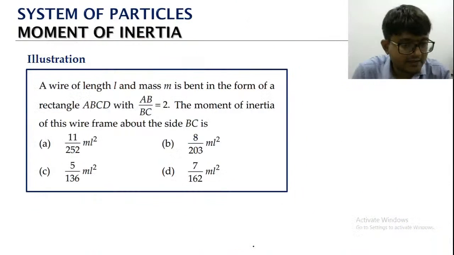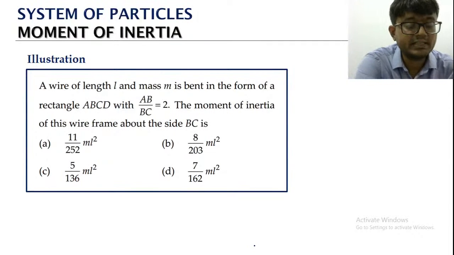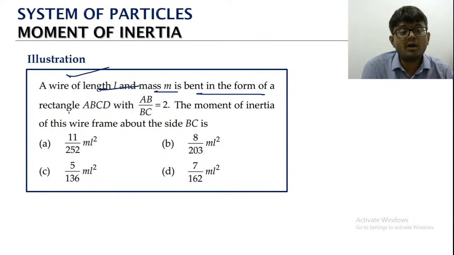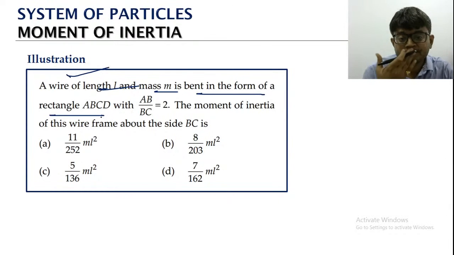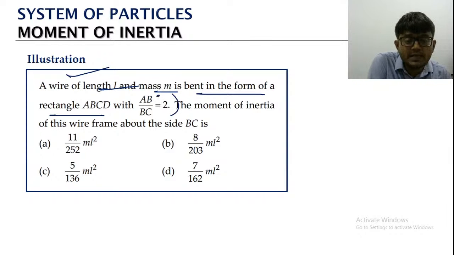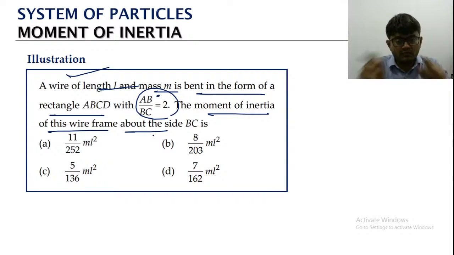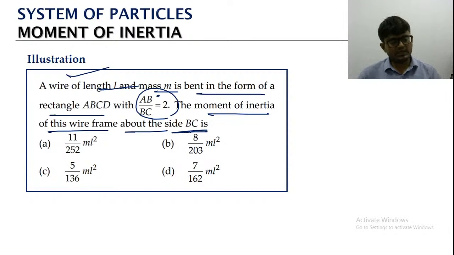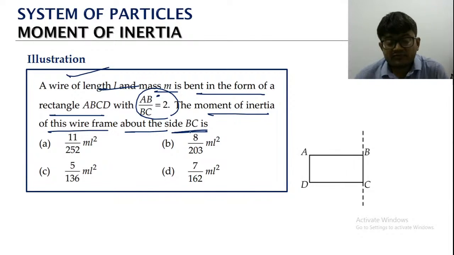Okay, let us go to the next one. What is it? A wire of length L and mass small m is bent to form a rectangle ABCD. So we are bending that wire to form a rectangle ABCD in such a way that AB is to BC is equal to 2. The ratio of the adjacent sides is 2. The moment of inertia of the wire frame about the side BC is how much? What they are asking? Moment of inertia of the wire frame about the side BC.